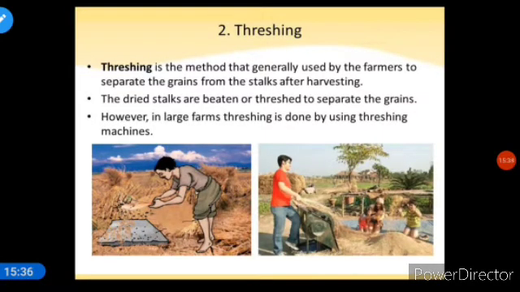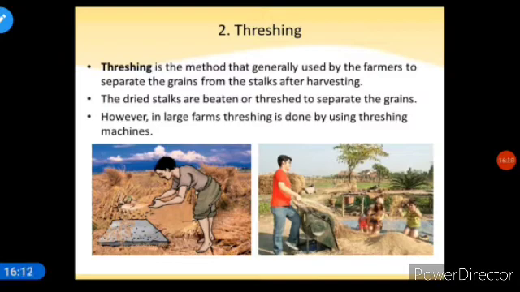Now the second one is threshing. Threshing is a method gradually used by farmers to separate the grain from the stalk after harvesting. After harvesting, what happens? See this person just beating the rice and wheat stalks on a stone. By beating on the stone, the grains are separated out. This method is called threshing.